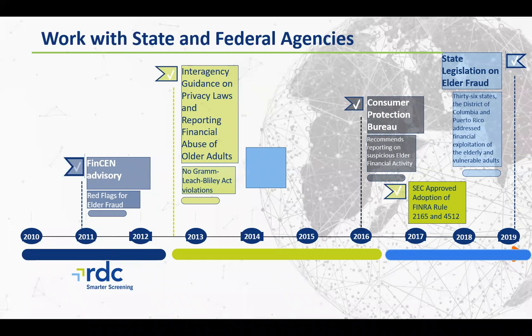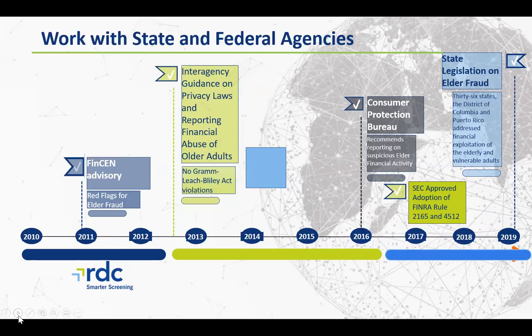Here we have a timeline of how different regulatory agencies and organizations are working to help protect the elderly. I wanted to highlight two in particular. One is FINRA Rule 2165, which permits financial institutions to place temporary holds on disbursements of funds from the accounts of customers where there is a reasonable belief that financial exploitation of these customers is going on. The second is an amendment to FINRA Rule 5412.